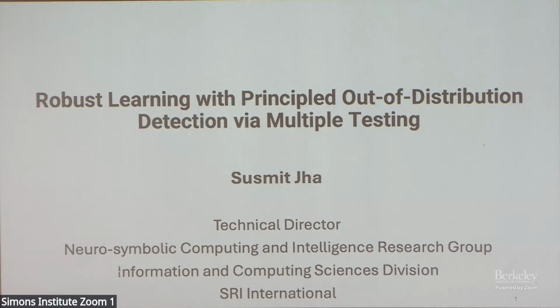Thank you, Sanchit, for a really generous introduction. So today I'm going to talk about robust learning and how do we enable it by having principled out-of-distribution detection via multiple hypothesis testing. If you think about robust learning, then there are 3 main challenges, or at least dimensions of this challenge that you can think about, across which we need to be able to solve the problem to achieve really robust machine learning models.